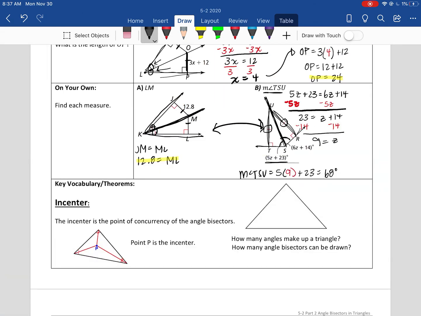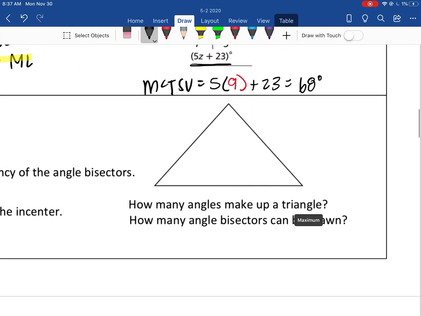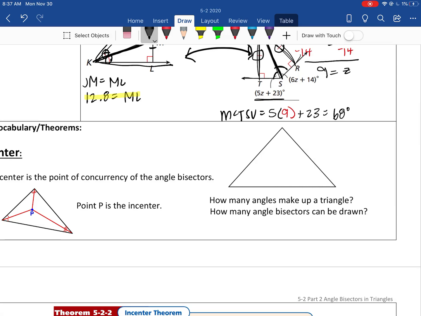Okay, now the next thing that we're going to learn is where your angle bisectors meet in a triangle. So let's do this right side first. How many angles make up your triangle? We have 1, 2, 3. So we have 3 angles that make up our triangle. Therefore, I can draw 3 angle bisectors. So let's go and draw our 3 angle bisectors the best we can. So just try and bisect your angle and then go the other way.